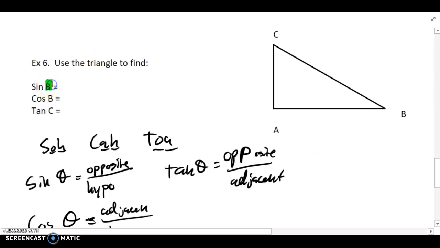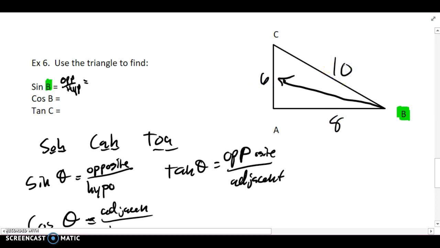So here is B, here is B, and this is going to be opposite over the hypotenuse. Okay? So the opposite of B is all the way over here. And so I'm just going to give this some values here. So let's give this a 6, an 8, and a 10.